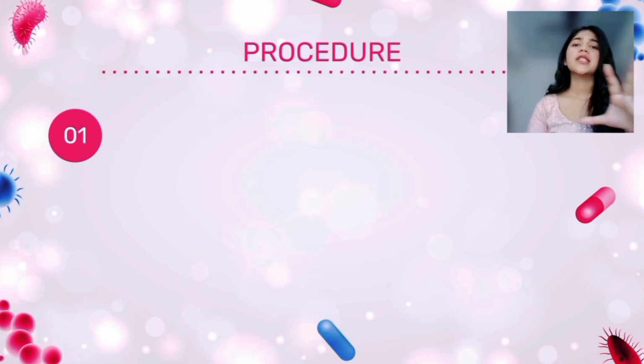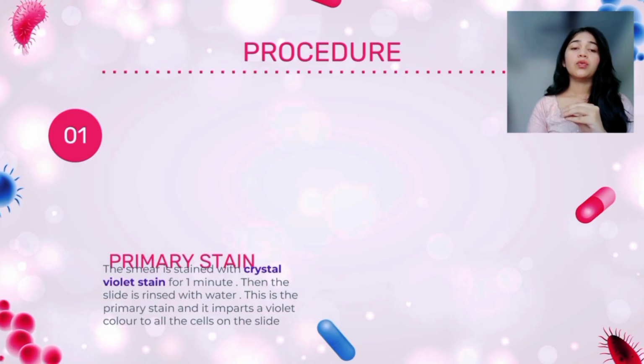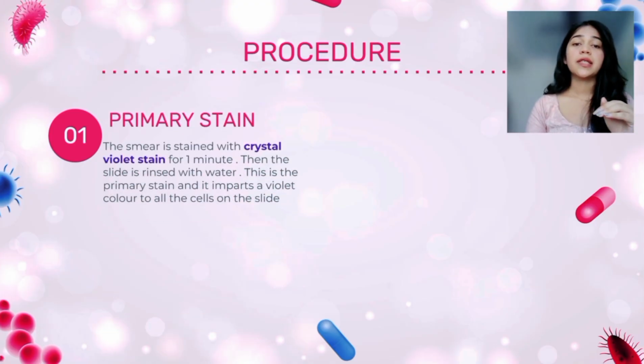After the smear is done, we will start using different kinds of stain. I think four stains are used here. So let's get into the staining technique. First we use the primary stain, that is crystal violet, and we keep that for around 1 minute.